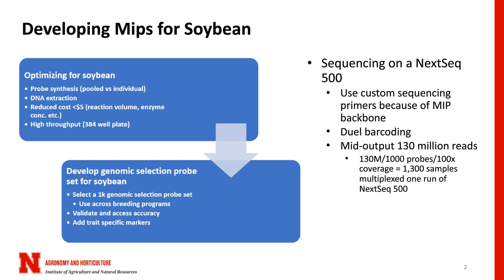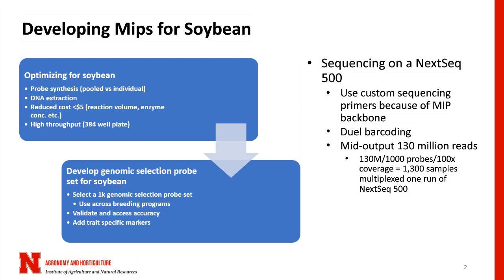For DNA extraction, we've got a method that works, but we're still working on improving that because I think that's still our key bottleneck. On reducing the cost, we've got it under $5 a sample, so we're pretty happy where we're at there. And we're happy with our throughput too. I'll mainly focus most of the rest of my slides on developing it for genomic selection for soybean, where we selected a 1K genomic selection probe set that we can use across multiple breeding programs, and the validation of that probe set that we're using.